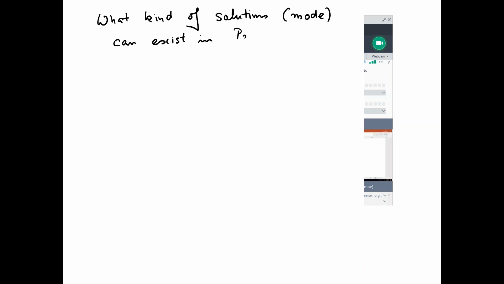Let's see if that is the case here. What kind of solutions, and the technical word for the solutions, we'll see later in tomorrow's class, is called a mode. What kind of solutions can exist in a parallel plane?